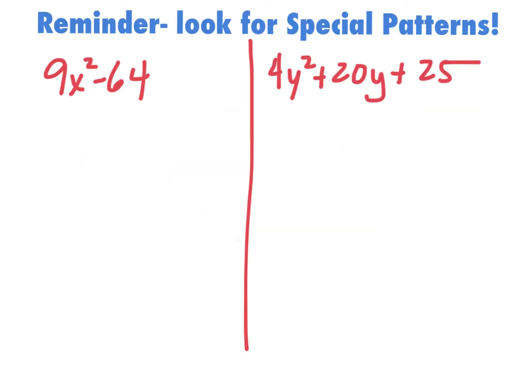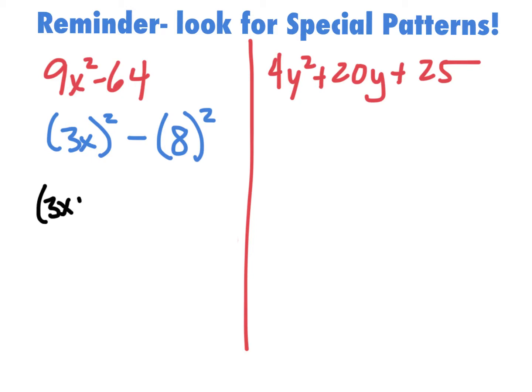Be sure to remember to look for your special patterns. Anytime you see a binomial like this with no b term, you should think, do I see difference of two squares? So here, these are still both perfect squares. This is the same thing as 3x being squared minus 8 being squared. So this is my a squared minus b squared. This factors down to 3x plus 8 times 3x minus 8.